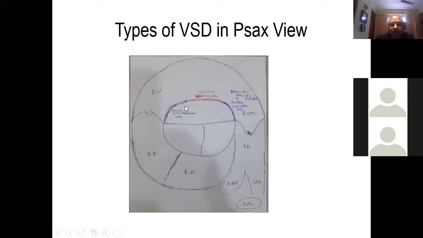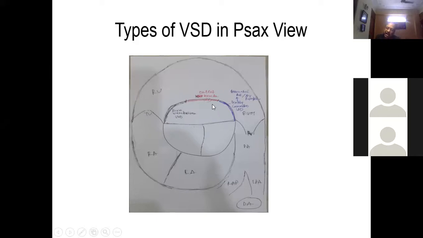So how do we look at it? We look at a short axis view, and this is the place where the shunt could be between RV to LV or aorta. The first third on the left side toward the tricuspid valve is paramembranous. The right one third is doubly committed VSD, which is associated with aortic regurgitation and aortic valve prolapse. And this is outlet muscular VSD.